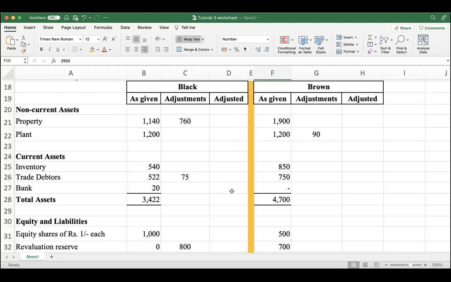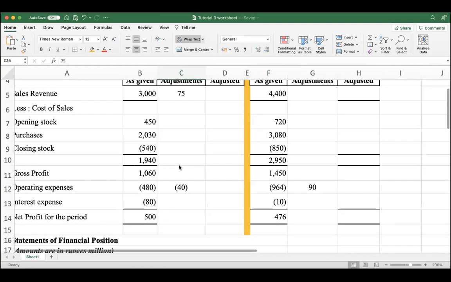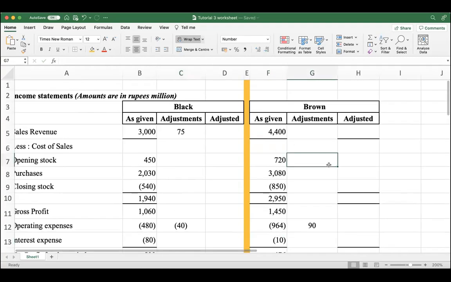So black closing stock increases by 15. Brown opening stock increases by 72.